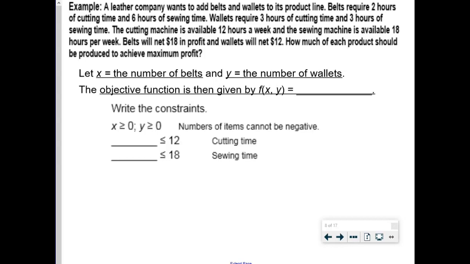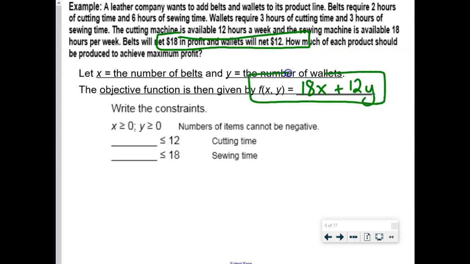So what I like to do right away in these questions is define the variables, which they already did for you. They said let x be the number of belts and y is the number of wallets. Let's go ahead and get the objective function out of there so we don't have to think about these numbers anymore. These values are going to help you figure out the objective function, which helps us find profit later on in the problem. So $18 for every belt and $12 for every wallet. That is the objective function. We will come back to that at the end of the problem.